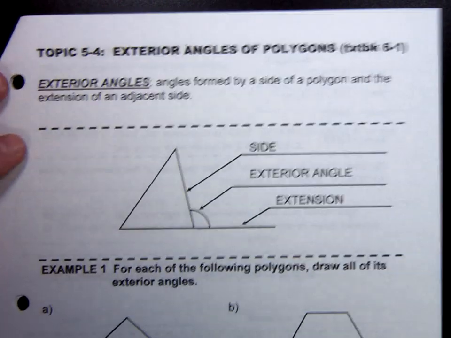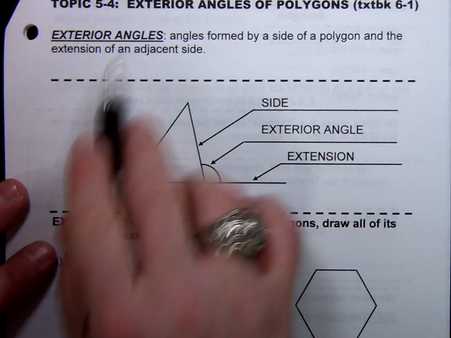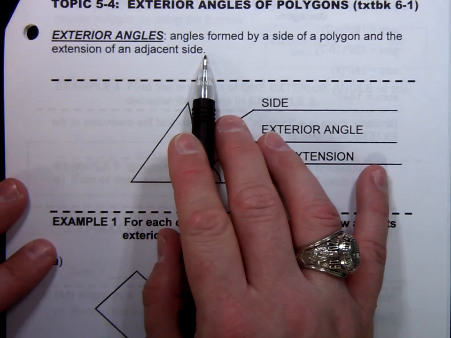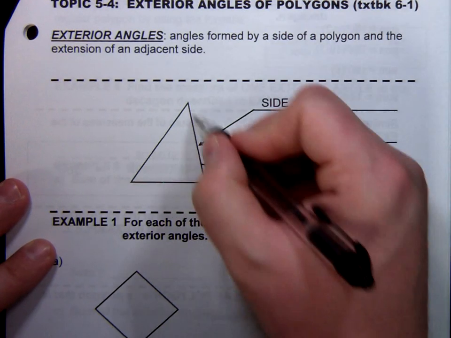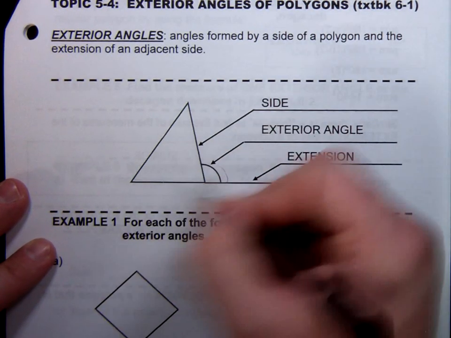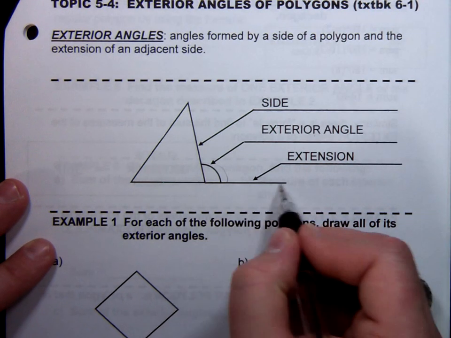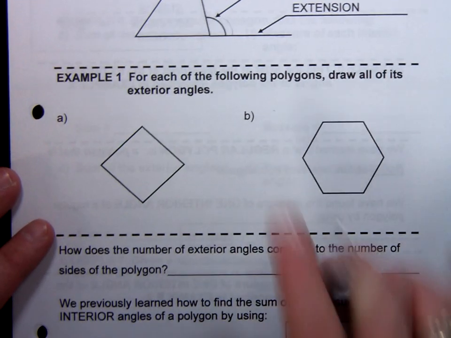Okay, that's interior angles. Let's talk about the exterior angles. An exterior angle is an angle formed by a side of a polygon and the extension of an adjacent side. So right here, this is an exterior angle, and it's formed by one side of the triangle here, in this case. And when we extend the adjacent side, that extension with the other side creates that exterior angle. So for each of the following polygons, draw all of its exterior angles.